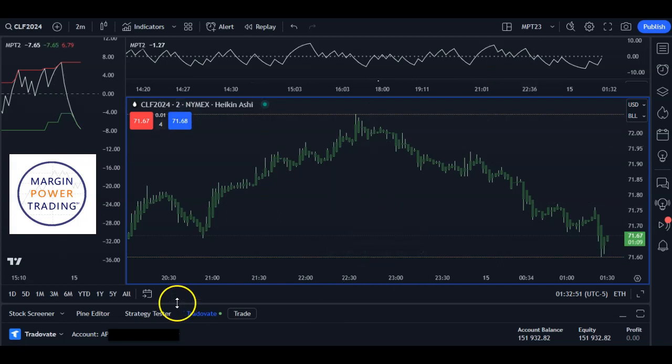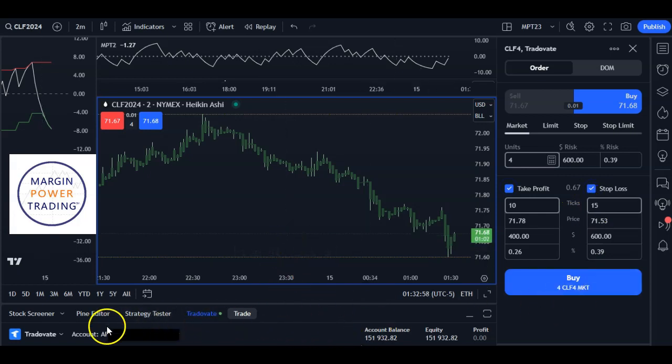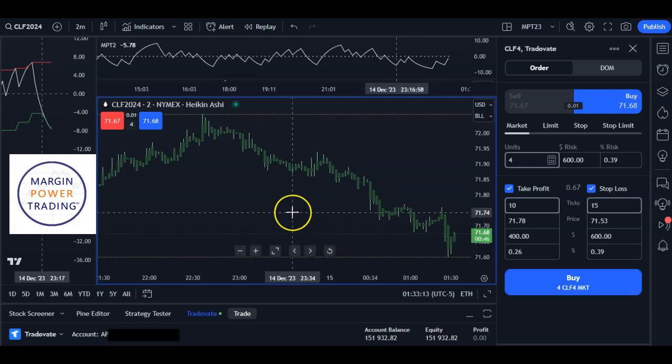We're going to go over here. This is a prop fund challenge right here through Tradovate, and still it's Asian session.